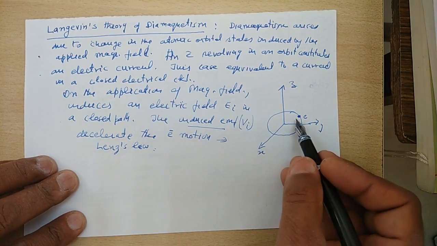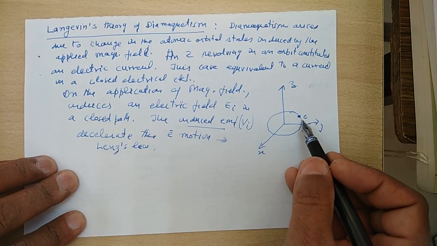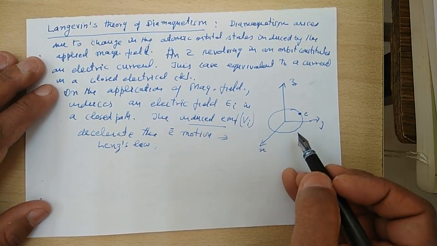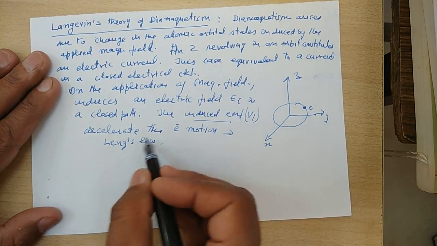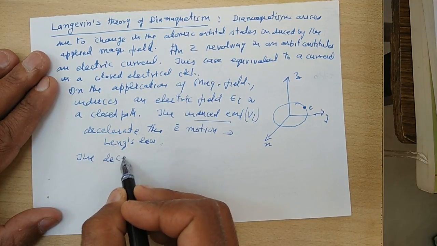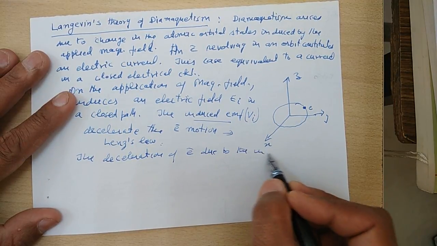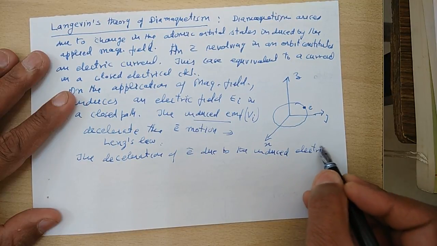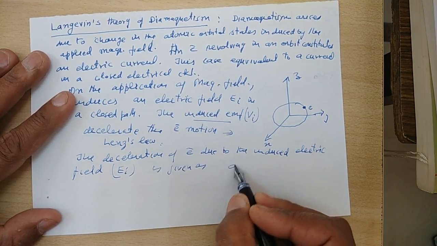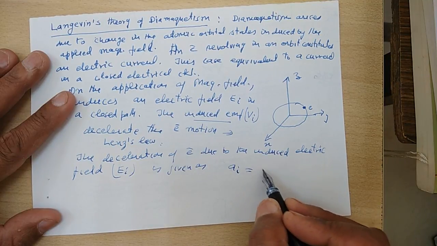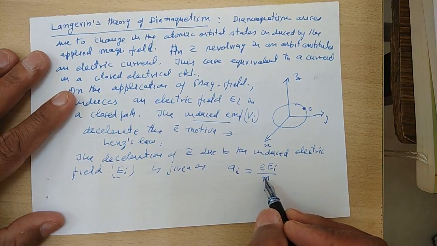So under the application of the applied magnetic field, this electron which is revolving in the orbit will get decelerated. Due to the induced electric field and the deceleration of the electron, we can write the expression for deceleration of the electron due to the induced electric field, which I denote with the symbol AI. This is the force EEI, where e is the charge and EI is the induced electric field, divided by the mass of the electron.